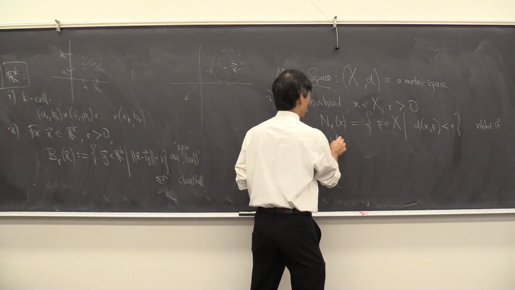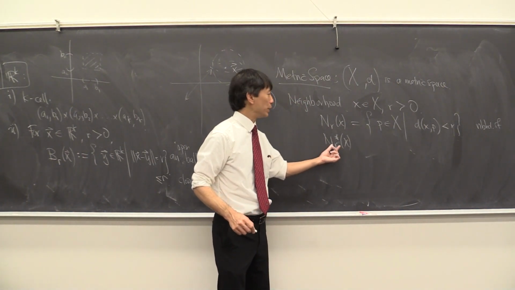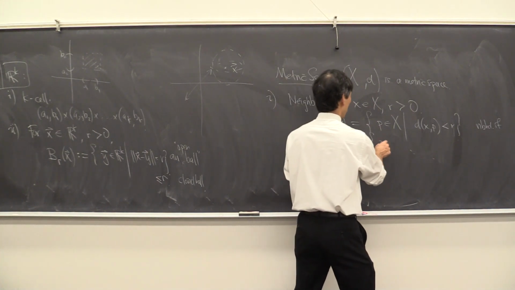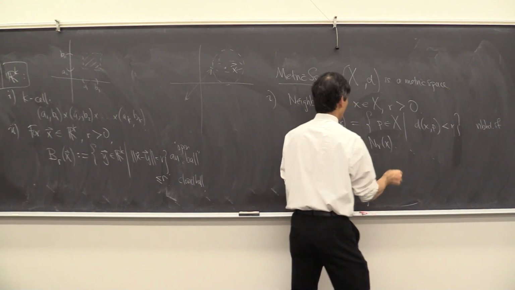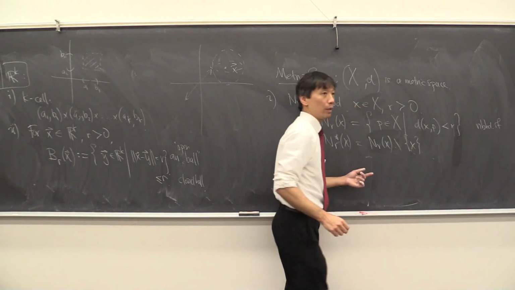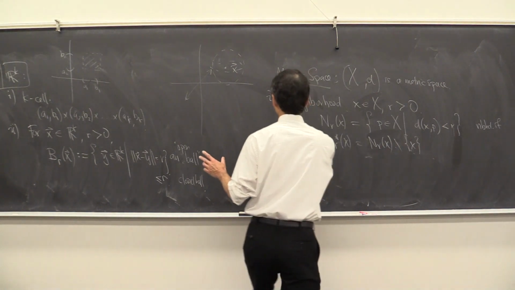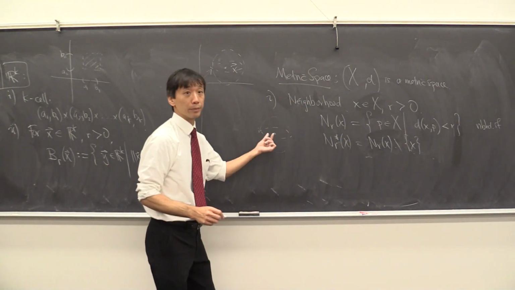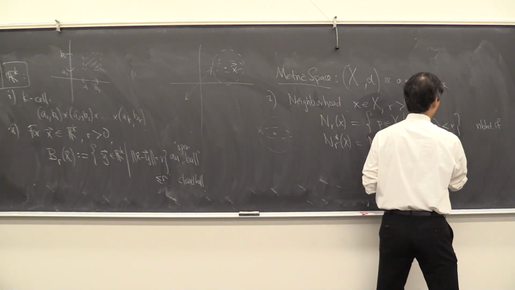One thing that the book doesn't define, but I find really handy, is the following notation. This is the same thing as the neighborhood, but you exclude x itself. If you think about it in the Euclidean setting, it's the ball excluding the center. I call this the punctured neighborhood.